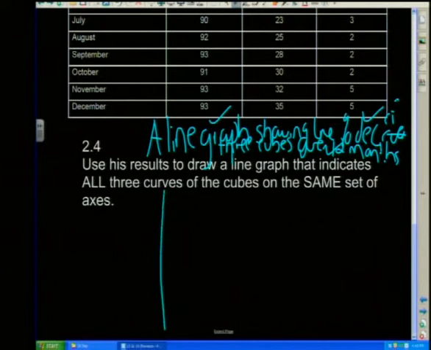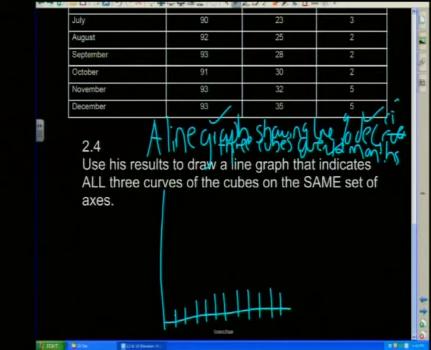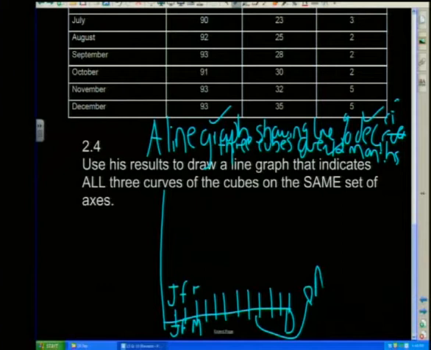Right, we know it's going to be a line graph, and what do we put over here? The months of the year. January, February, March. I don't have space, let me put it over here. February, March, all the way through December. And what do we label it? We must label it. Months.